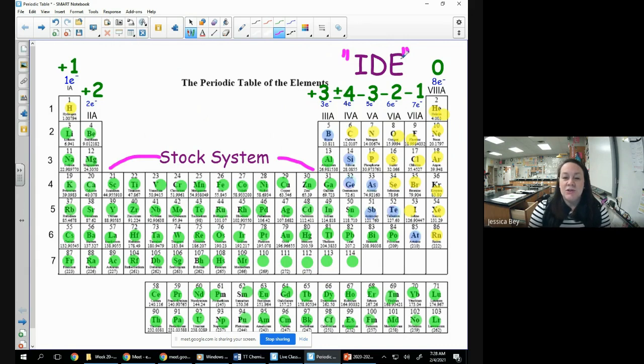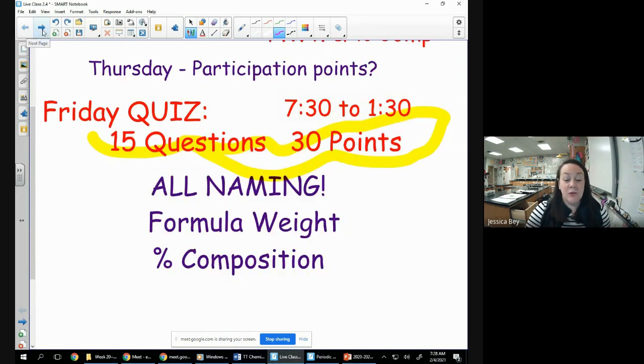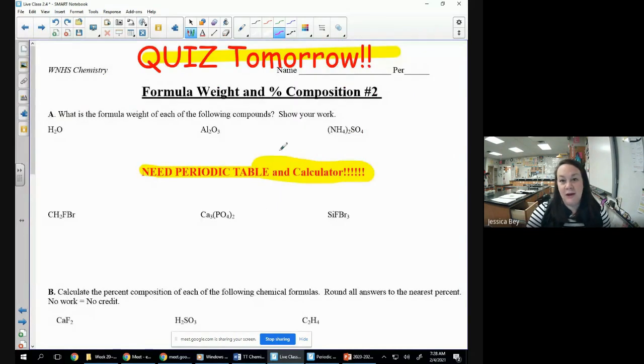Okay. So when I was looking at trying to set up what to do today, I thought we would start with the easier stuff and then get a little bit harder. So in your packet, you can take a look at where it says formula weight and percent composition number 2. Formula weight and percent composition number 2. So we're going to go there. I think this is the easier of the 2 things. Formula weight doesn't really seem to give people too much grief.